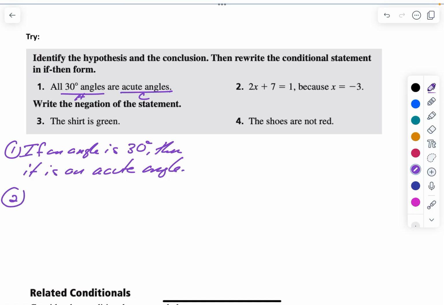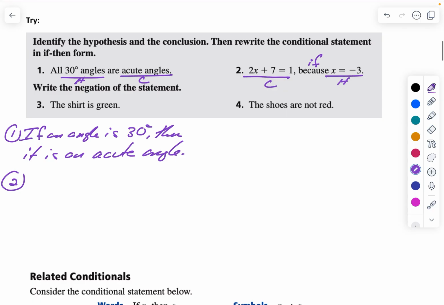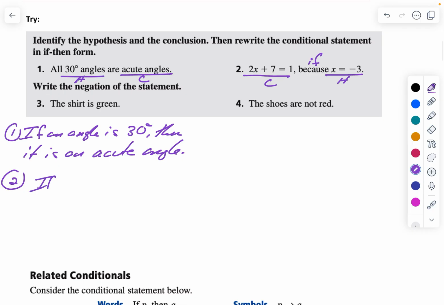Number two. Okay, so because is sort of like an if, isn't it? Because this, then blah, blah, blah. So that's sort of like an if. So this is our hypothesis, this is our conclusion. So be aware of those that have the if or the because later in the sentence. So this would be if x equals -3, then 2x plus 7 equals 1.